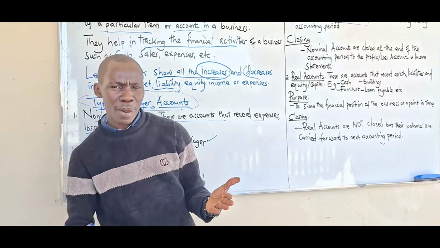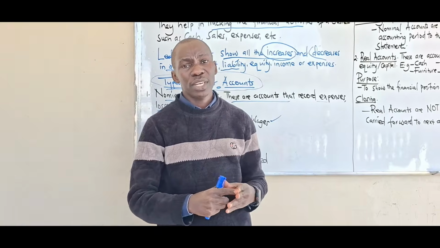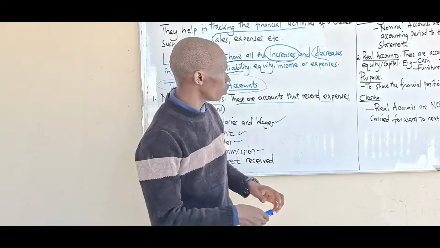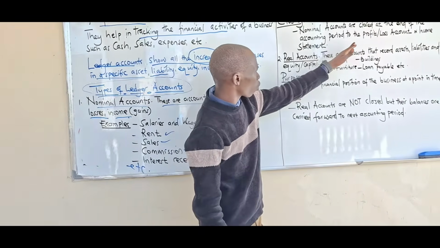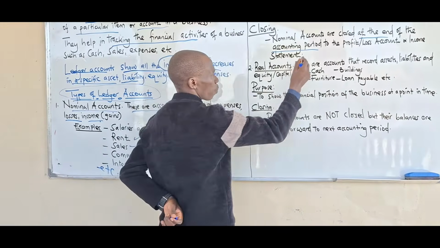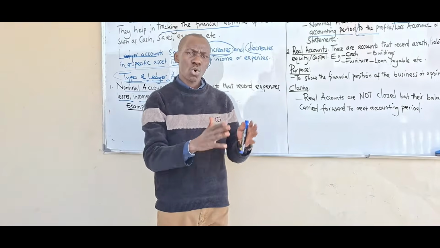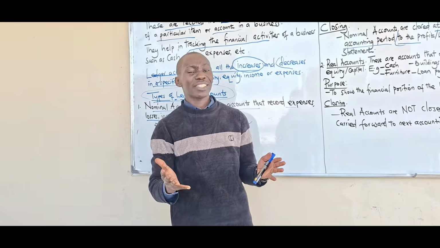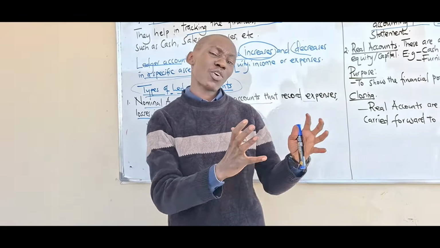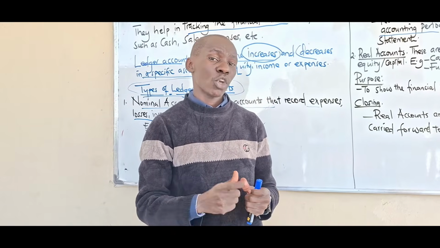The issue of closing. Are we supposed to close our nominal accounts at the end of the trading period? Yes, we need to close our nominal accounts. How do you close? We are saying nominal accounts are closed at the end of the accounting period. To profit, this means we have to take those balances to our profit or loss account. Don't forget I said you get sales minus expenses. Now the expenses you are going to subtract, where do you get them from? From our nominal accounts at the end of the trading period.